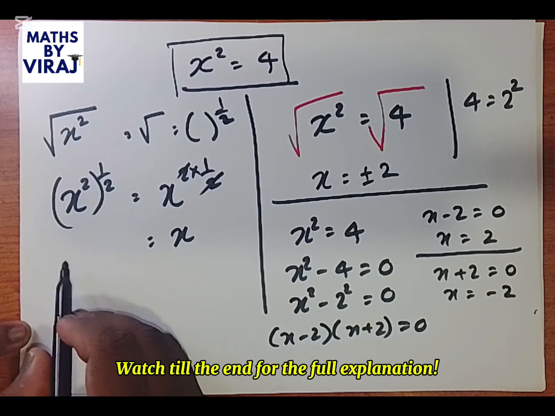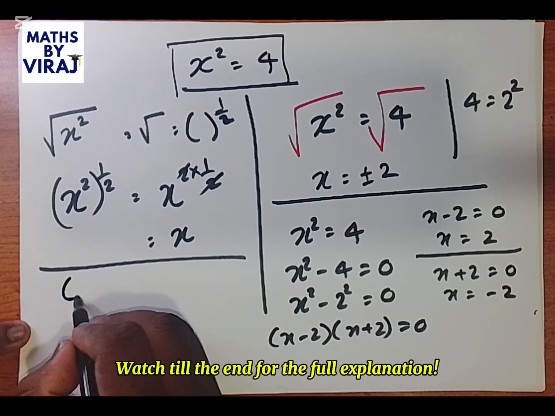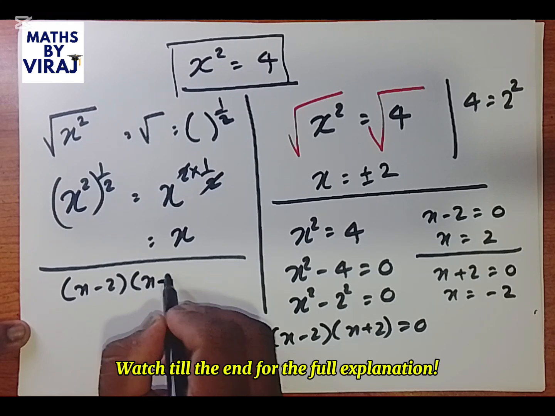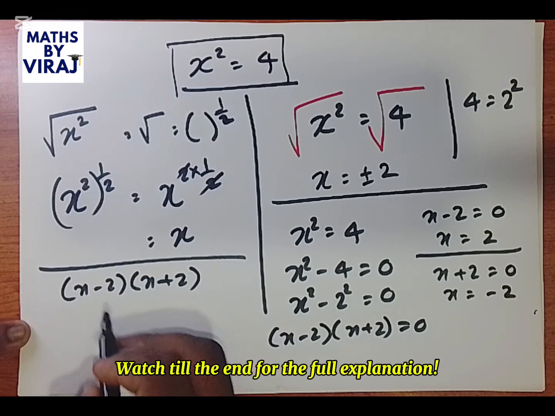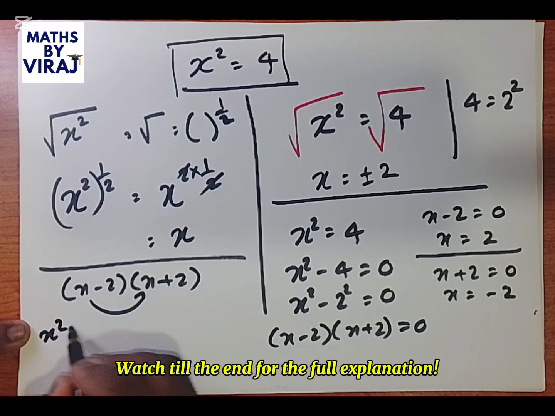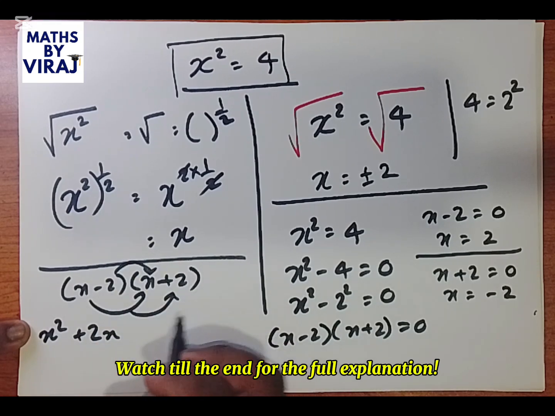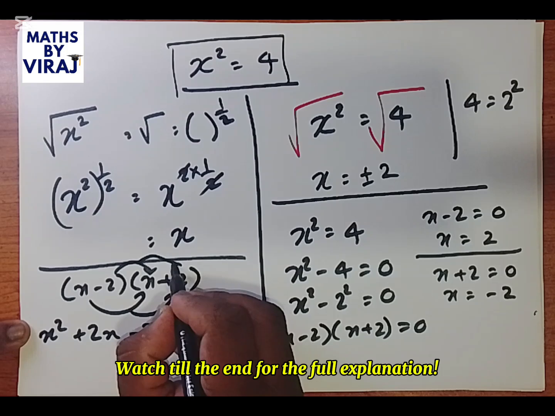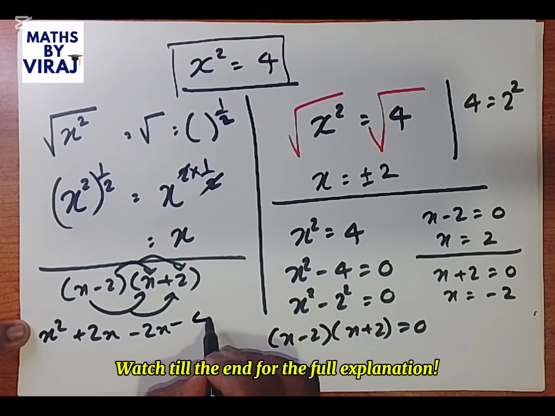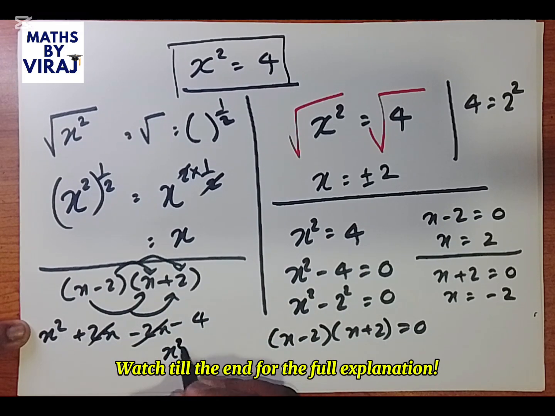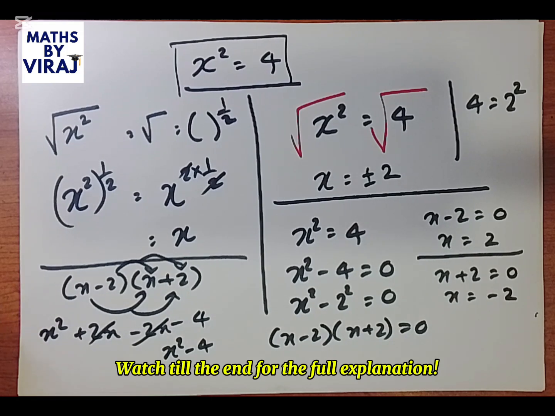Now if you look at this, x minus 2 times x plus 2: x times x, x squared, x times 2, 2x, minus 2 times x, minus 2x, minus 2 times 2, minus 4. These two cancel off, giving us x squared minus 4. Children, the whole explanation of factorizing will be taught, so stay along with the video.